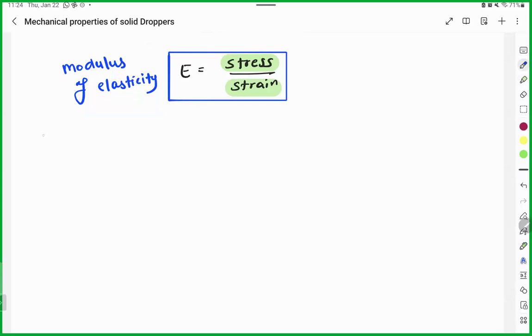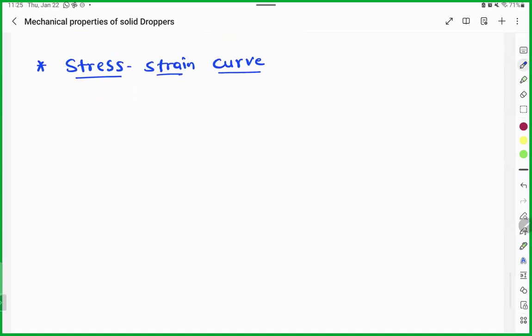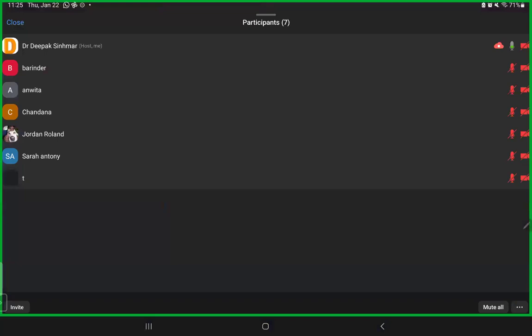Using this, you can also explain the stress strain curve. This curve is also important, can be asked in your exam. How many of you are there, by the way? 7. Barinder, Anvita, Chandana, Jordan, Sara, and Tuhina.